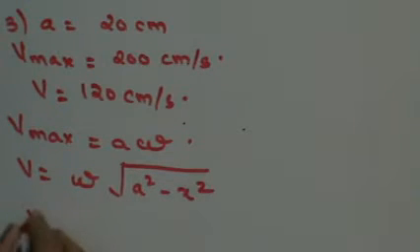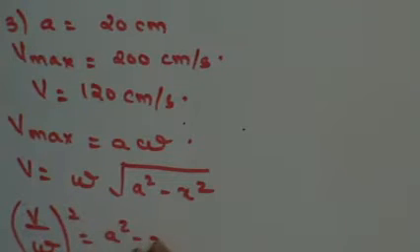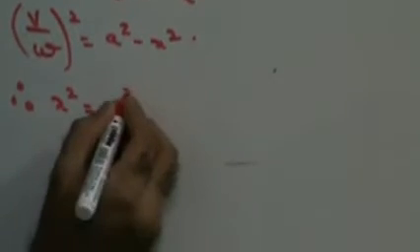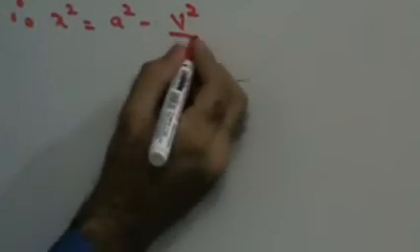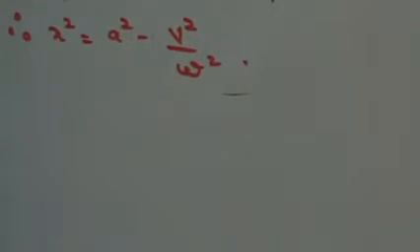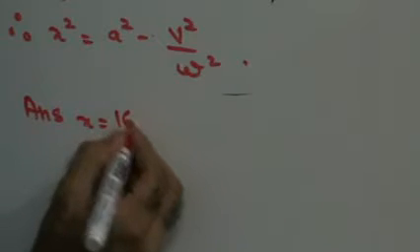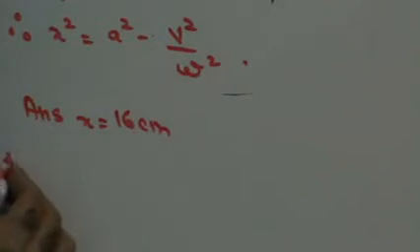I could say that V upon omega, the whole square will be A square minus X square. Therefore, I will get the value of X square as A square minus V square upon omega square. So you will get your value of X square from here. Then take square root and you will get your value of X. Right? The answer should be X is 16 centimeters. Next, take down next sum please.